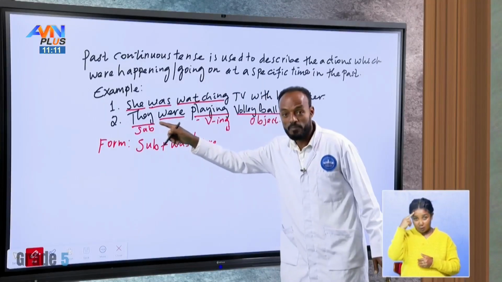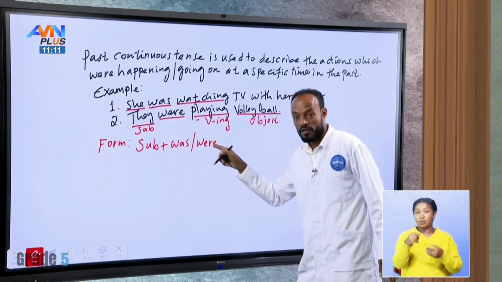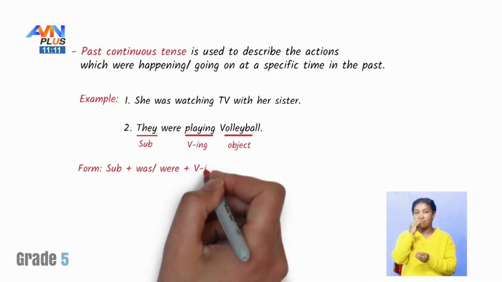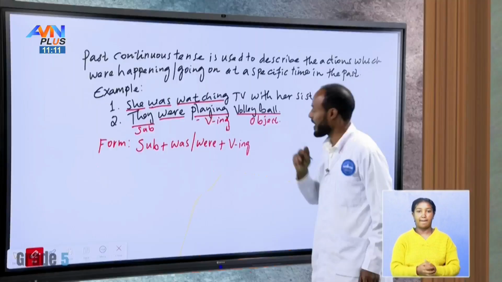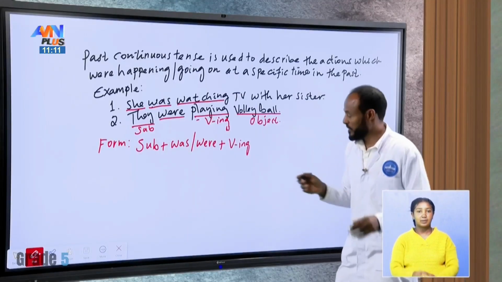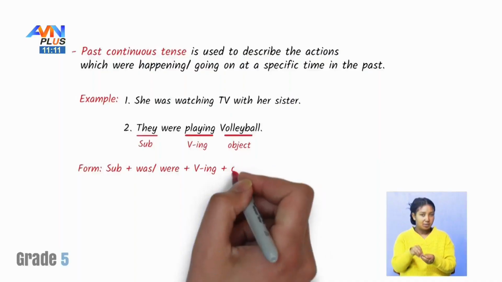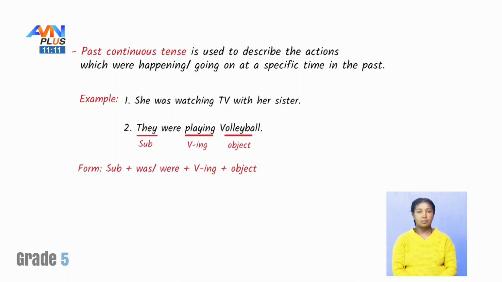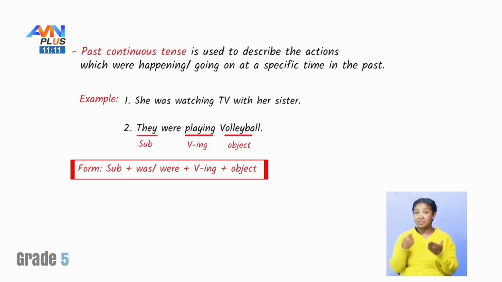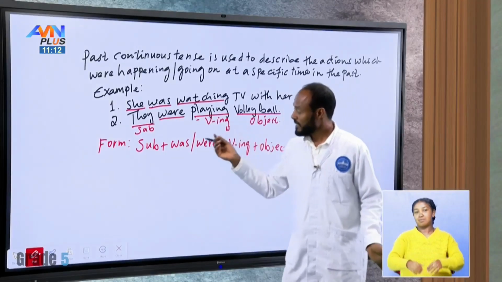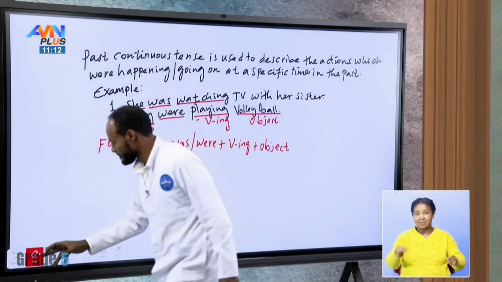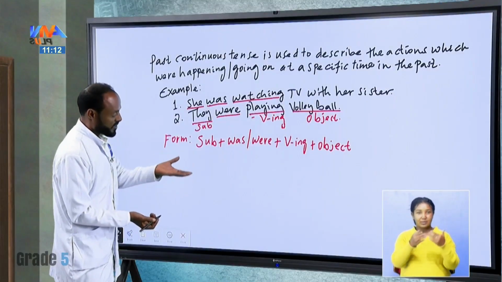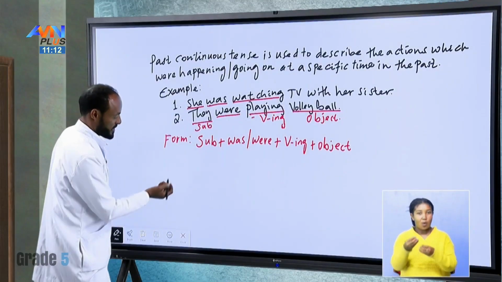Because if the subject is plural, we have to use were, plus verb-ing. If necessary, we can add what? Object. We can add an object here. I hope it's clear, yeah? Bravo. So, in this sentence, let me give you some concept about subject, verb, and object.